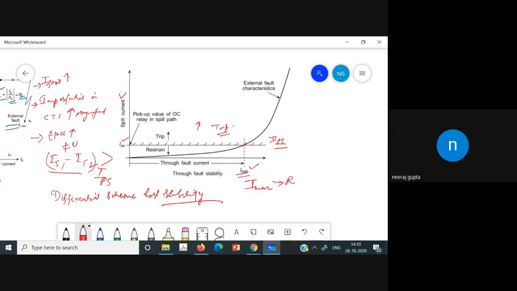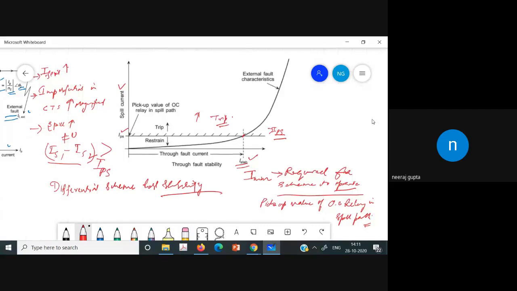This is the current required for the scheme to operate, which is decided by the pickup value of the overcurrent relay in the spill path.